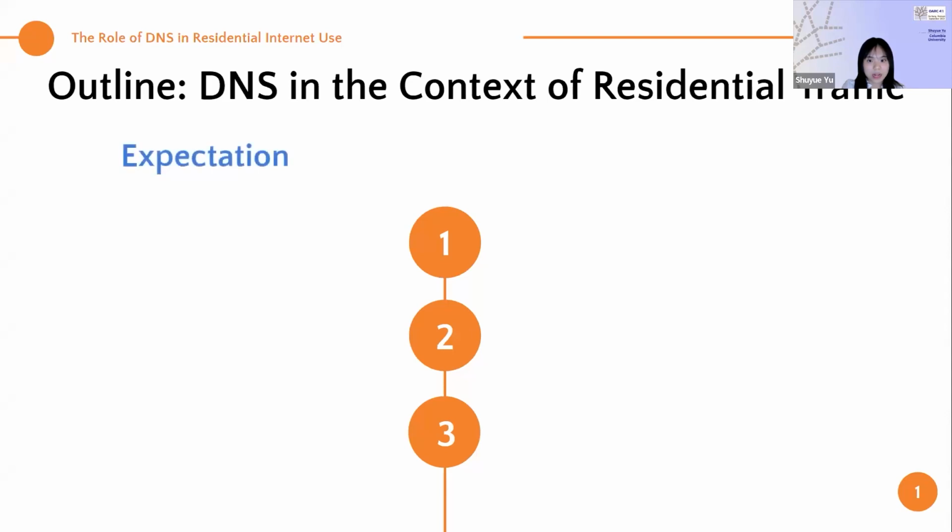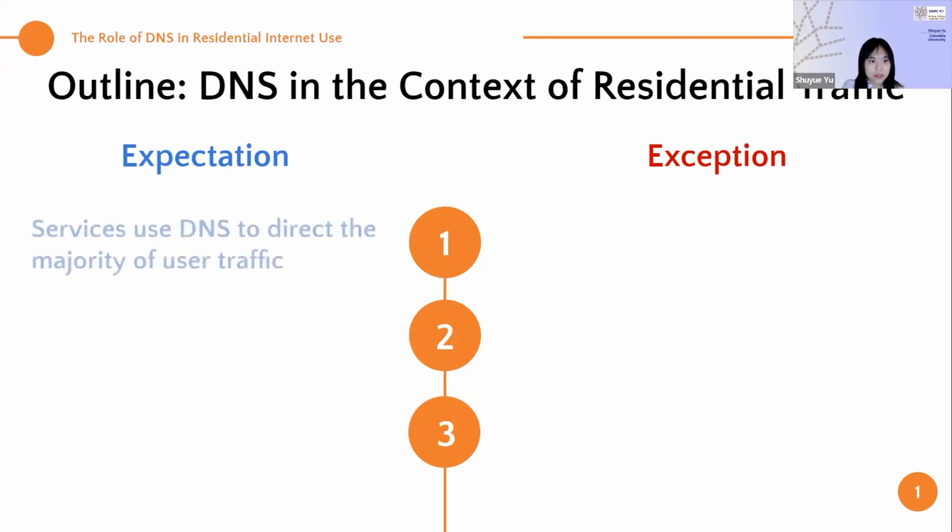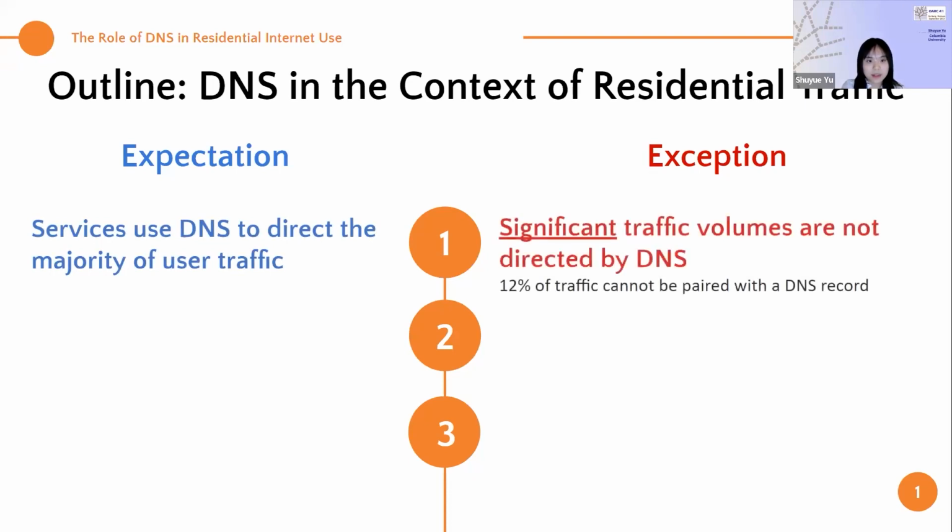It is well known how DNS works. However, when we look in the context of our residential traffic traces, we find that a significant volume of traffic does not use DNS in the expected way. We know that services use DNS to direct the majority of user traffic, but we find that significant traffic volumes are not directed by DNS, as 12% of traffic cannot be paired with a DNS record.